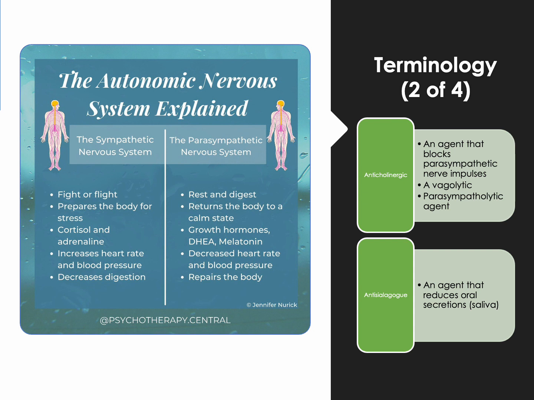Anticholinergics are another category of medication that we're going to talk about in this chapter, and they are those that block the parasympathetic nerve impulses.